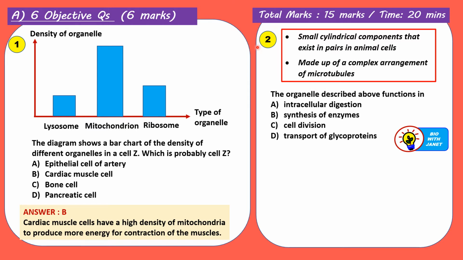Small cylindrical components that exist in pairs in animal cells, made up of a complex arrangement of microtubules. The organelle described above functions in A, intracellular digestion, B, synthesis of enzymes, C, cell division, or D, transport of glycoproteins.